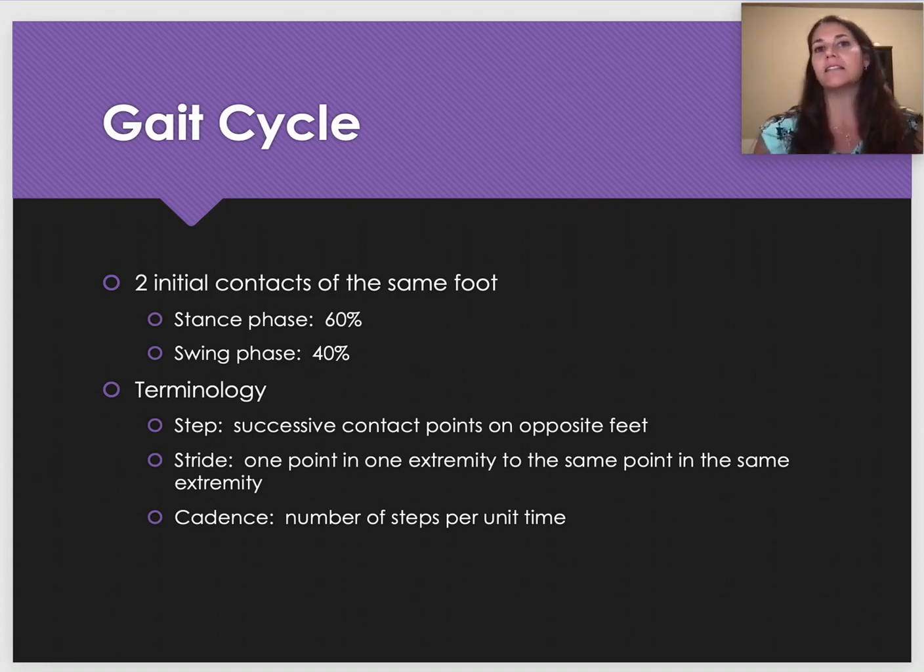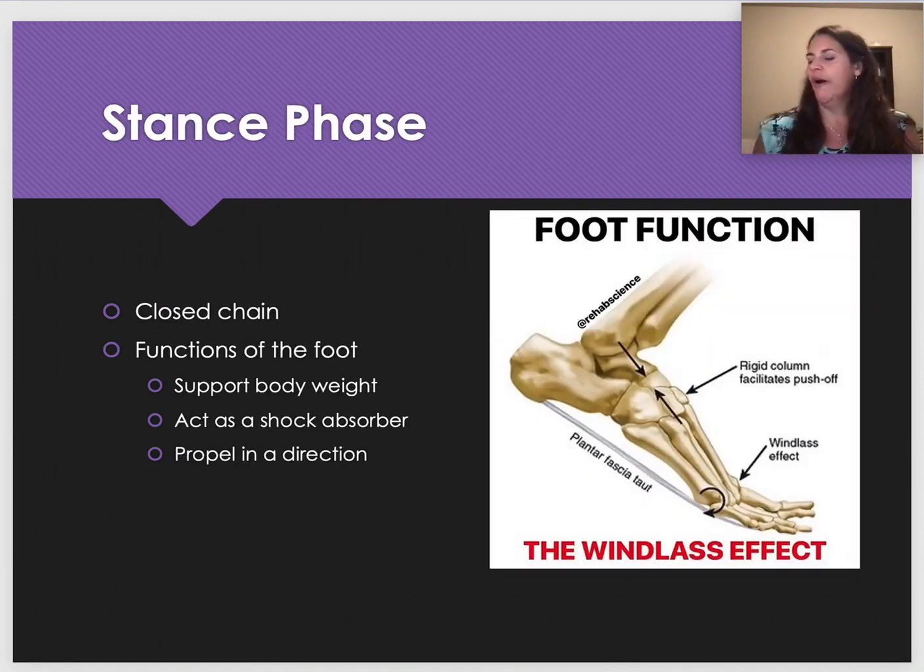And then cadence is the number of steps per time, and typically we're talking about per minute, but it depends on the metric. Okay, closed chain is when our foot is in contact with the ground. Open chain is when it's not. Stance phase is closed kinetic chain.